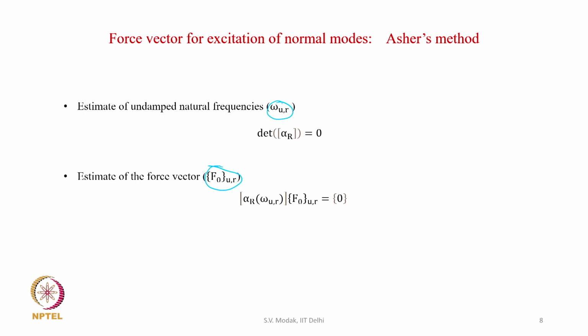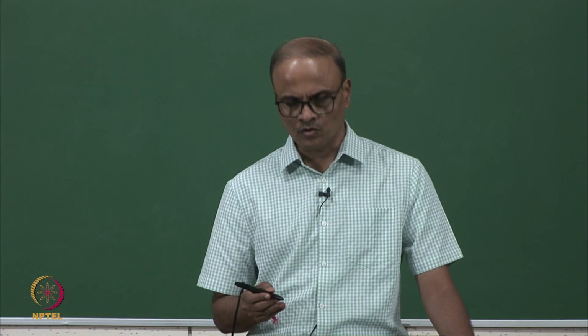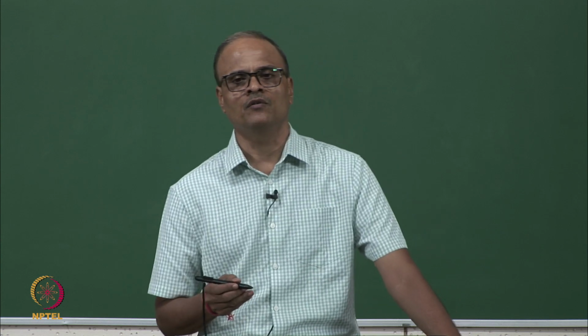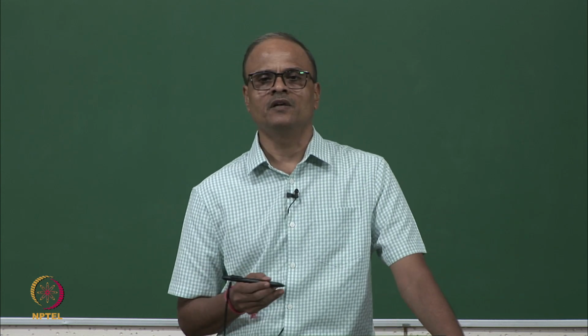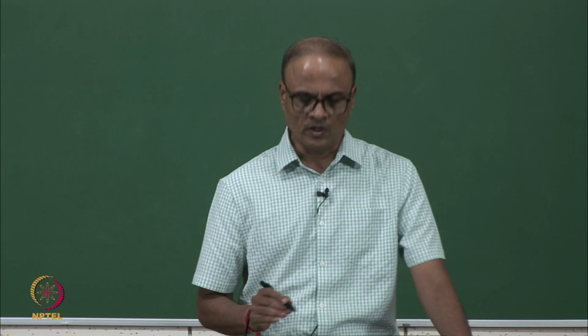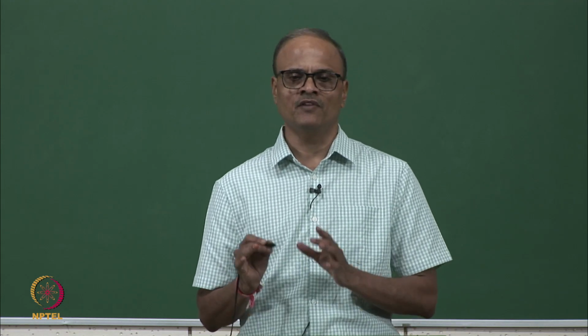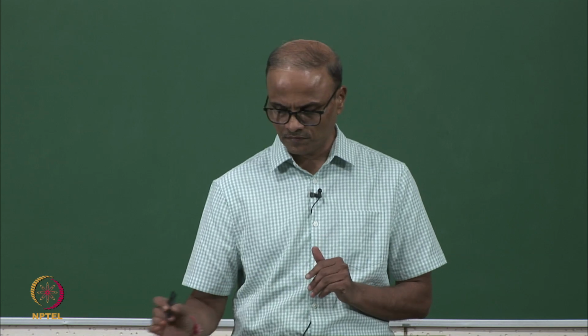So this equation is now written at the undamped natural frequency. You can see this is the real part of the FRF matrix at the estimated undamped natural frequency, and these are homogeneous equations, which we can now solve for f naught ur, right. Because the equations are homogeneous, the estimate of f naught ur will have an arbitrary scaling factor. So to solve these equations, one of the elements of f naught will have to be arbitrarily chosen, and then the remaining elements can be determined. That effectively gives us the force vector which will excite the rth normal mode.